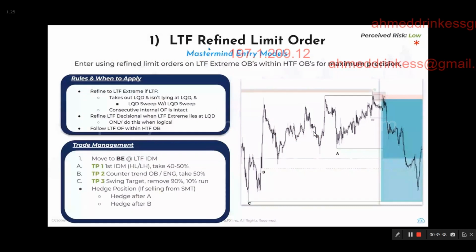Now, I'm going to be saving after we go through these 4 entries. At the end, I'm going to show you my personal plan to my guide to entries.